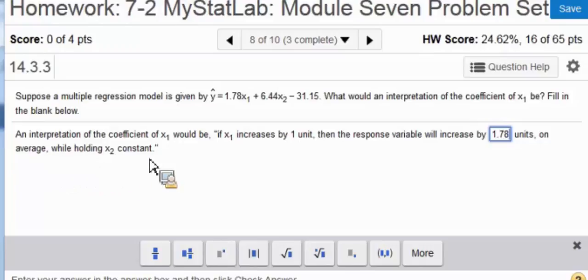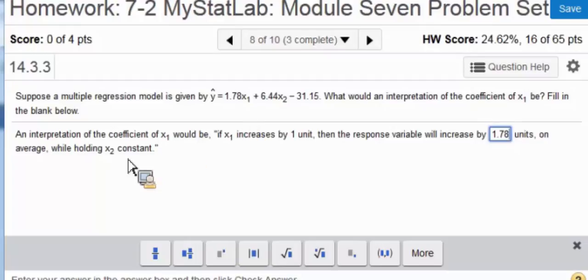And then there's this last phrase here, x2 cannot change. Right? If we keep x2 the same, then the only thing changing is x1. And so the 1.78 is the only slope that comes into play. If we change x1 and x2 at the same time, then it's a real mess. So when we're looking at multiple regression, we're thinking change x1 by itself, keeping x2 the same, or we can think of changing x2 by itself, keeping x1 the same.